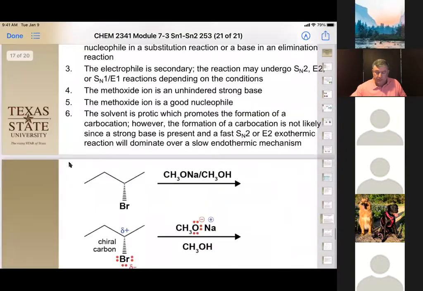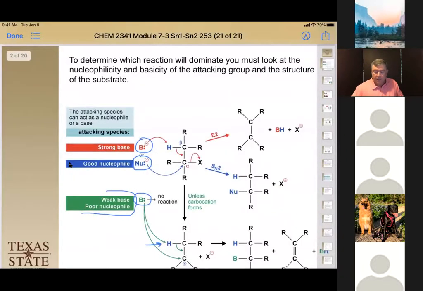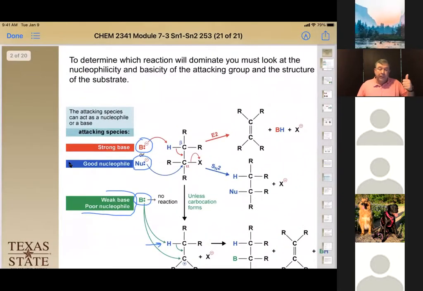Oh, I have a table somewhere. I'll show you a list of strong and weaks, okay? So that's the first thing we look for, okay? Base strength, nucleophilic strength, okay?